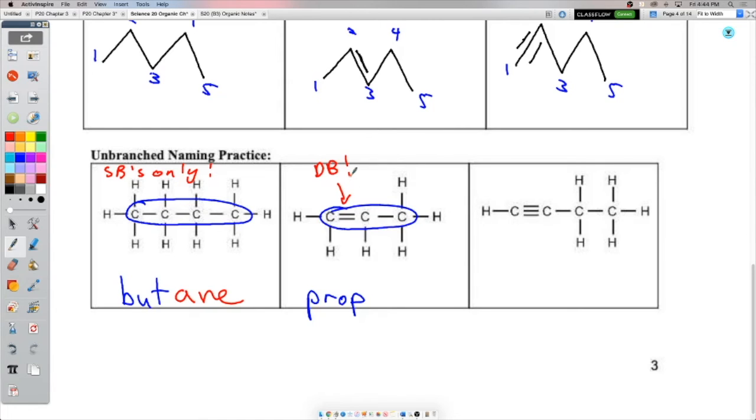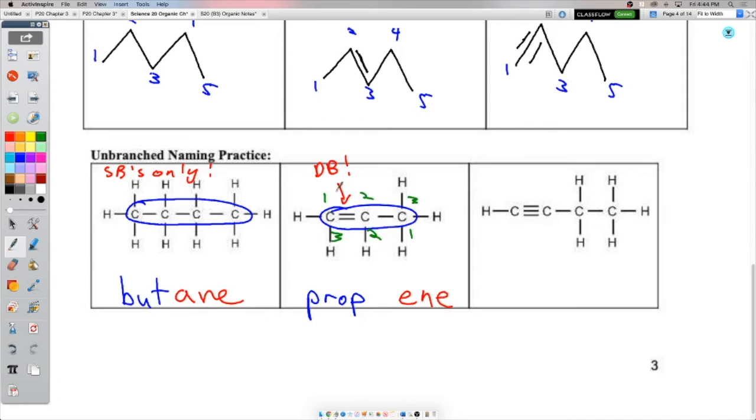So this is going to end in what? Ene. Okay, notice I left a little room because what else do we have to do? We have to say where the double bond is. Okay, so we have 2 options for numbering this thing. We can go 1, 2, 3, left to right, or we could go right to left. 1, 2, 3. We can start at either end.